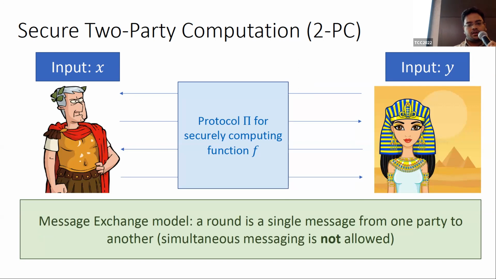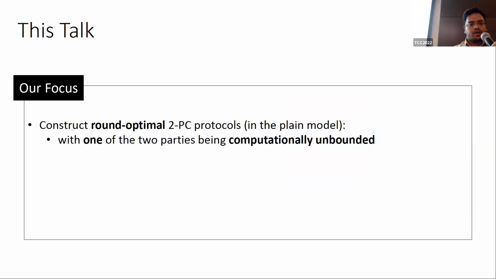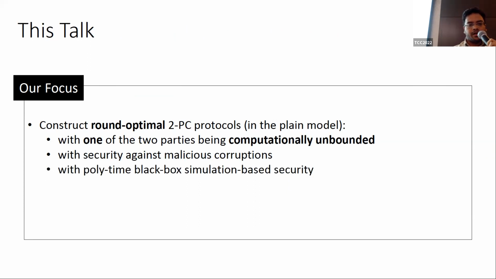And we are going to consider a message exchange model where in every round, only one party is supposed to send a message. So we do not consider simultaneous messaging. So our results are in the non-simultaneous messaging model. So in this talk, we are going to focus on round optimal 2PC in the plain model, where one of the parties is computationally unbounded. We consider security against malicious corruptions, and we consider polytime black box simulation-based security.